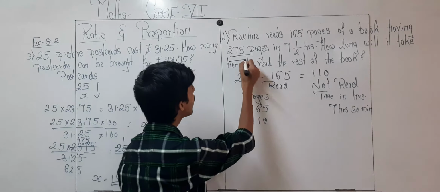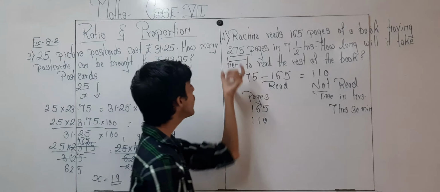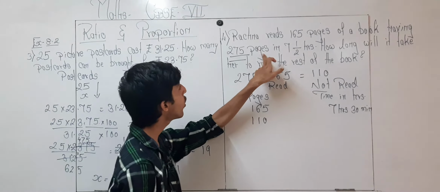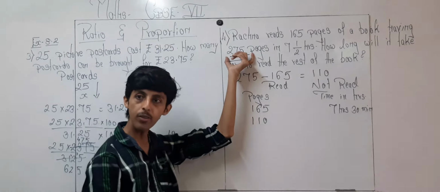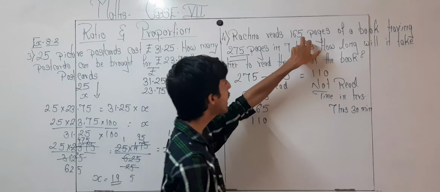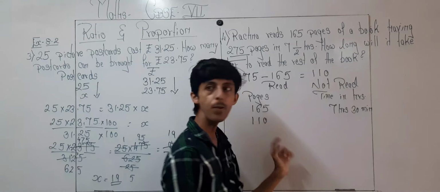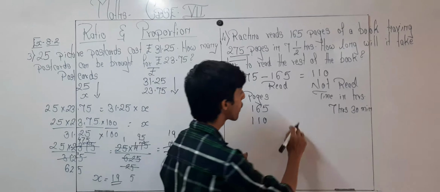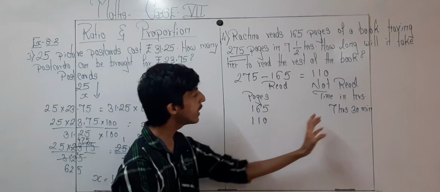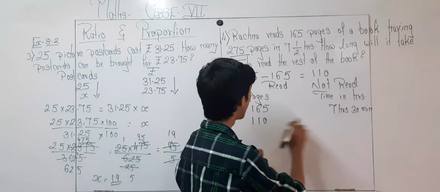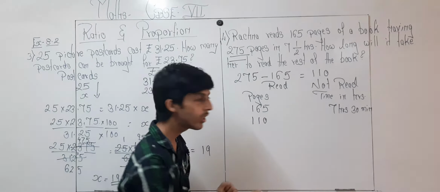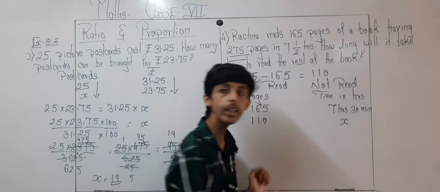This is an important question, because students are doing 275 over here. That is a wrong concept. The book had 275 pages. Out of that she read 165 pages, so 110 pages are still to be read. Now in 165 pages she took 7.5 hours. So 110 pages are remaining. So how many hours will she take?